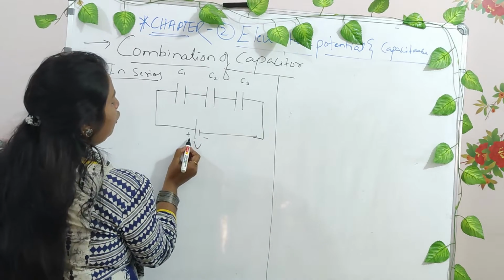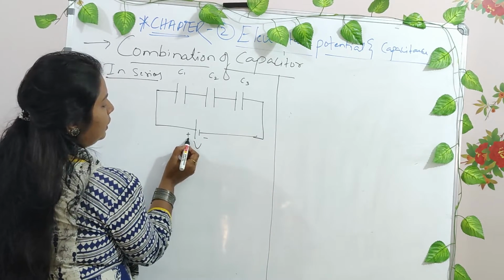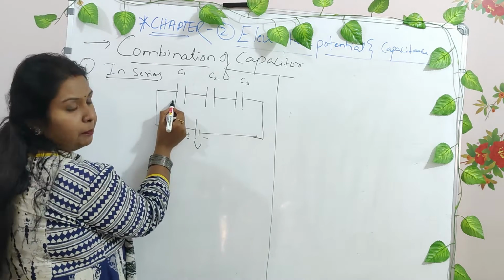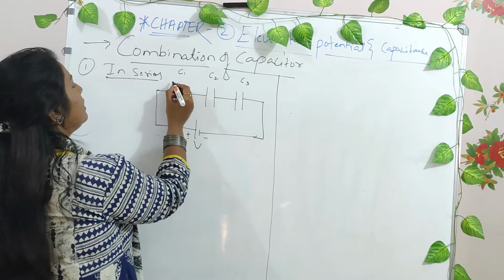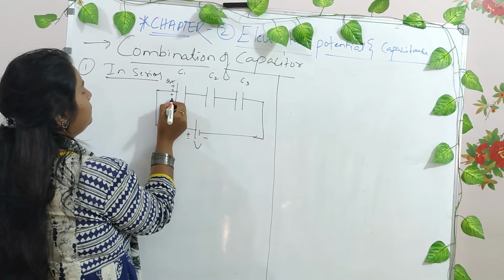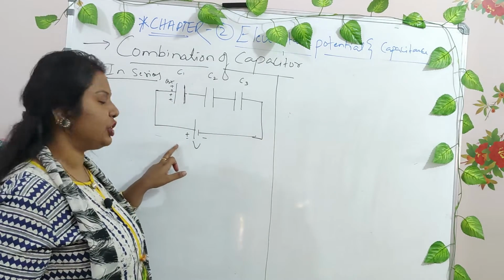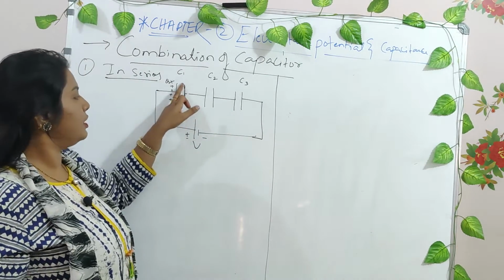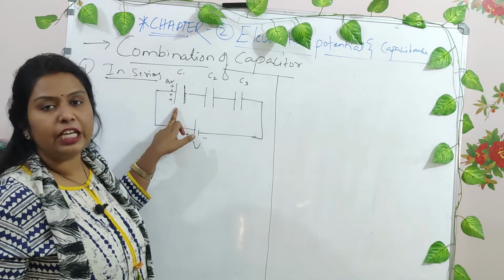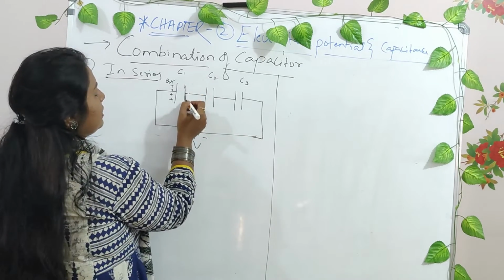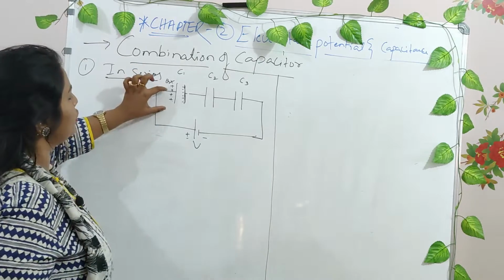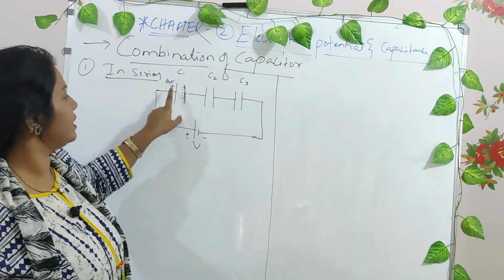Now the positive of this particular potential is connected to the left of this first plate, and hence this plate gets a positive charge of Q. Only the positive charges are given to the left side of the C1 plate. And due to the process of induction, what happens? The left side of the second plate will be charged with negative. Why? Because all the positive charges attract the negative charges in this plate.